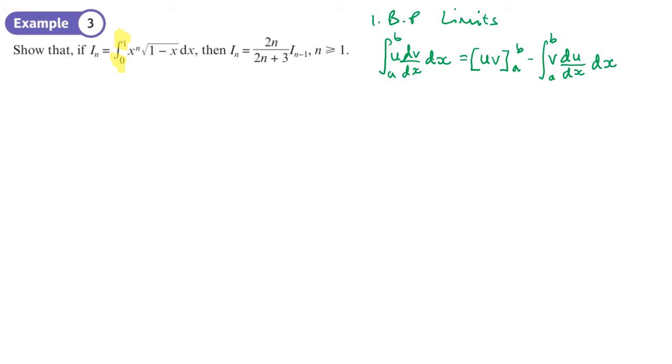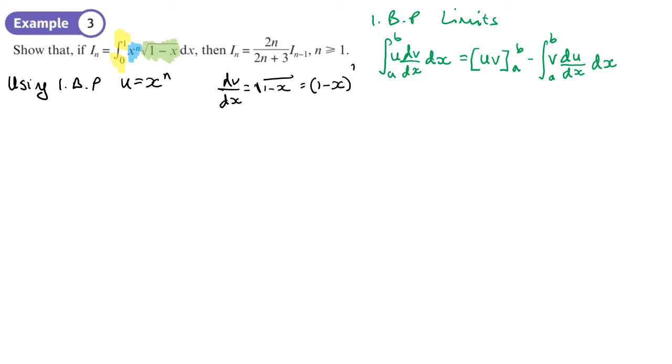Right, so we have a product which is made up of two parts, x to the power n and root 1 minus x. So using integration by parts, we will have u equal to x to the power n and dv dx equal to square root of 1 minus x. We might want to write that as 1 minus x to the power a half. du dx will be n times x to the power n minus 1, and v, well, we can integrate this. Let's just tidy up my square root sign there.